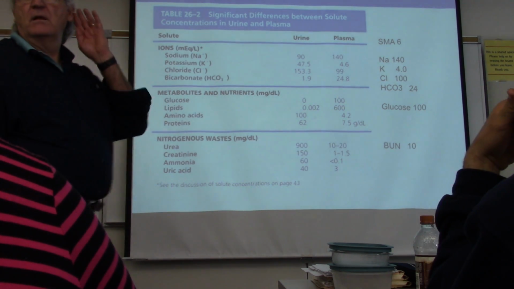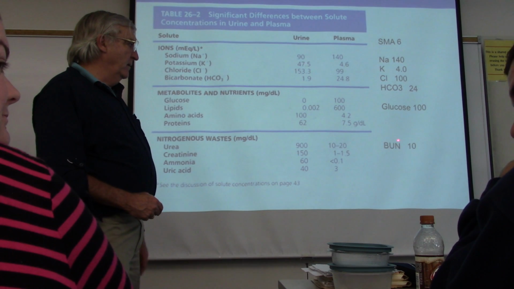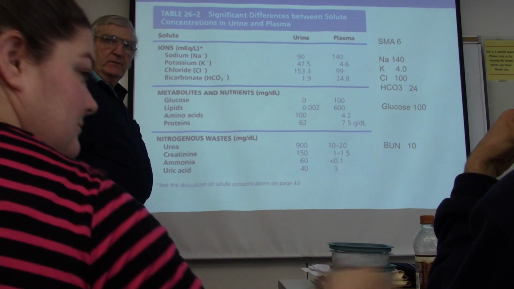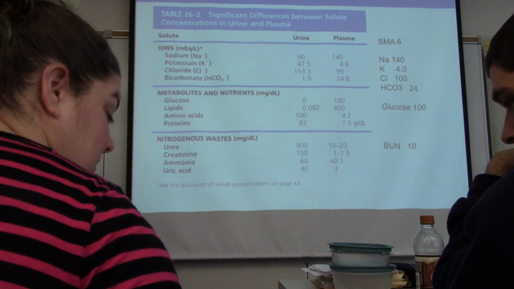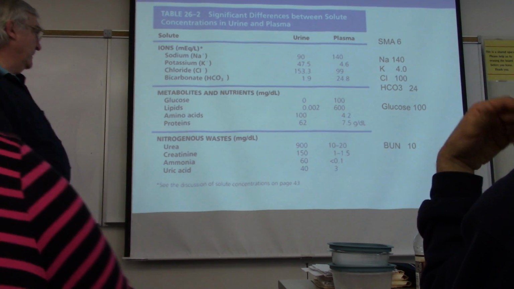What? BUN is blood urea nitrogen. In other words, it's basically how much urea you have in your body. Okay?